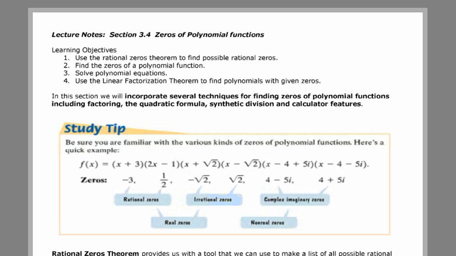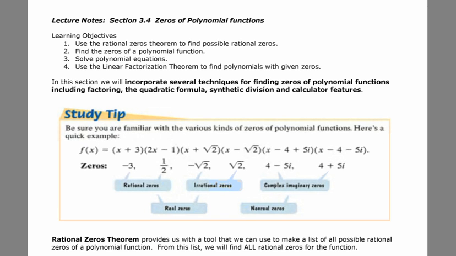So here's an interesting thing that I pulled from your book. We're going to incorporate several techniques for finding the zeros, but here is the format that your zeros can possibly come in. So here is a polynomial function, and here are the various kinds of zeros that we might see. We don't have to look at all this part here, but I want you to see the different types of zeros for now. You might have rational zeros, and rational zeros are those that can come in a whole number form or a fraction form. Those are our rational zeros.